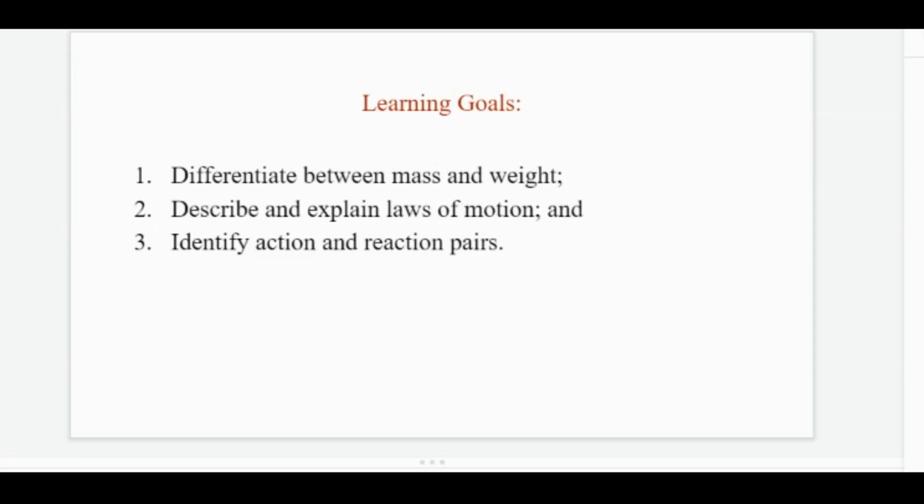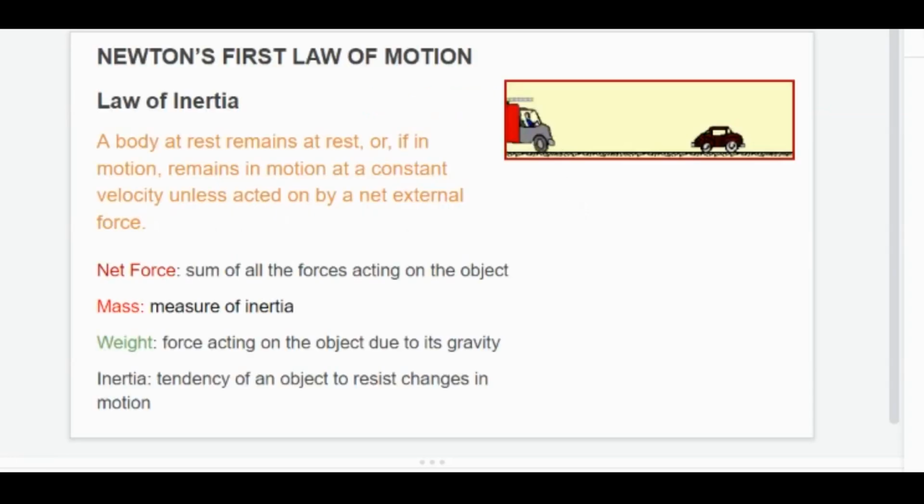So here are our learning goals. First, to differentiate between mass and weight. Second, to describe and explain laws of motion. And third, to identify action and reaction pairs. So let's start with Newton's first law of motion, otherwise known as the law of inertia.